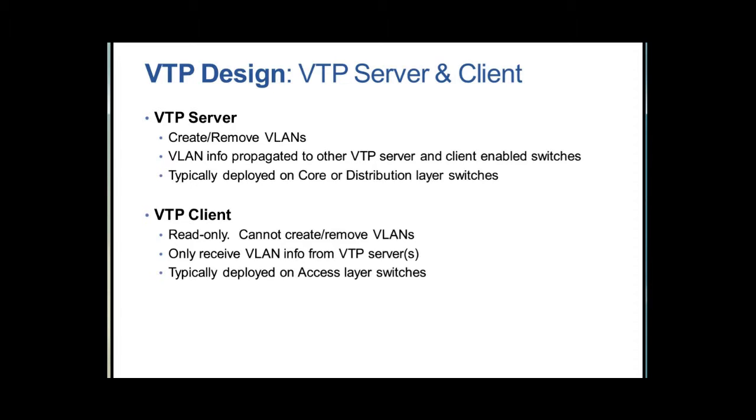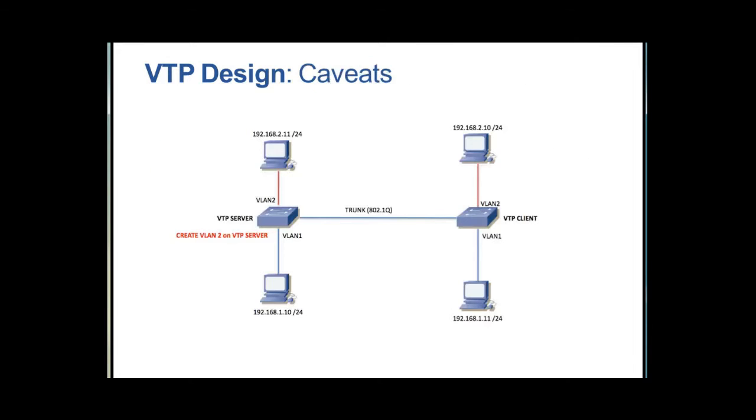So these VTP changes can update other layer 2 devices that can operate in either VTP client mode or server mode. Therefore, VTP client mode is read-only and cannot create or remove VLANs locally. They can only receive VLAN information that has been created from a VTP server in the same domain. So VTP client mode is typically deployed on access layer switches in the topology. But there is a significant danger when using VTP server and client mode, and that involves the configuration revision value.